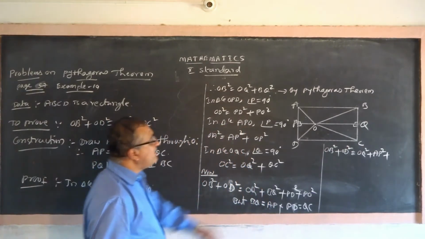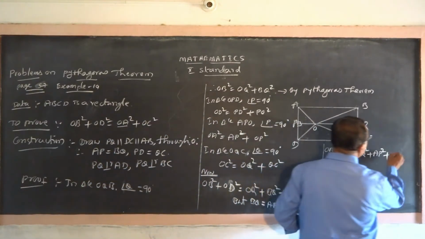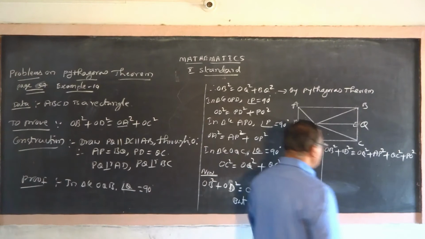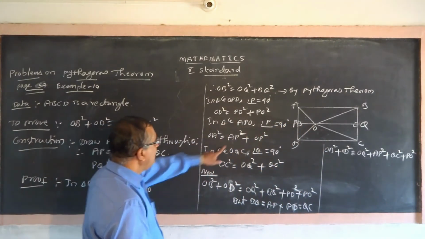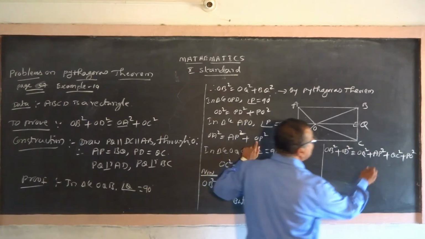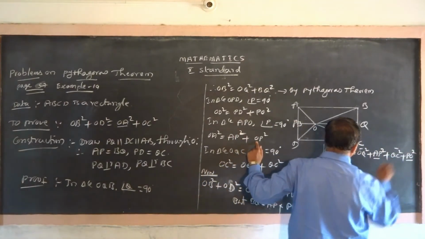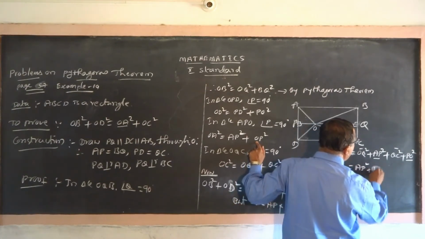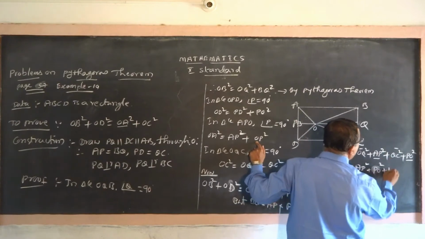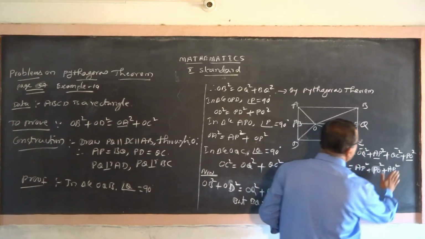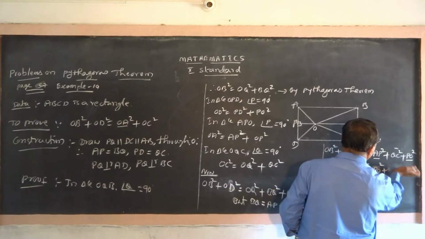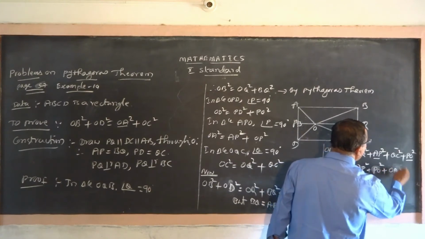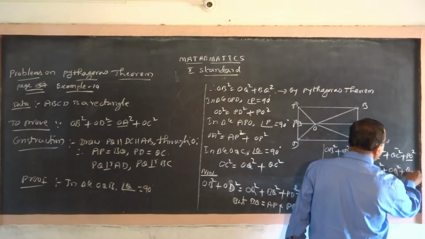PD square changes. PD becomes QC. QC square plus OP square or PO square. PO square, now combine it. AP square plus OP square come to one side. When these two come together, so this is AP square plus PO square plus AP square PO square plus OQ square plus QC square.